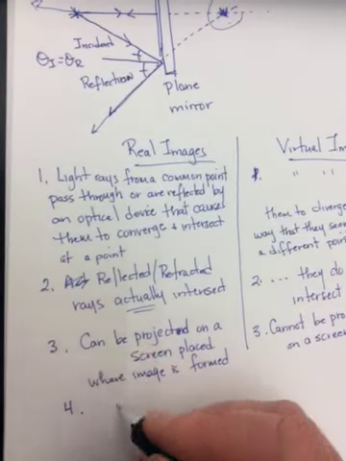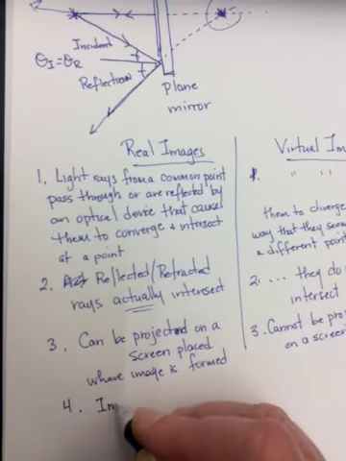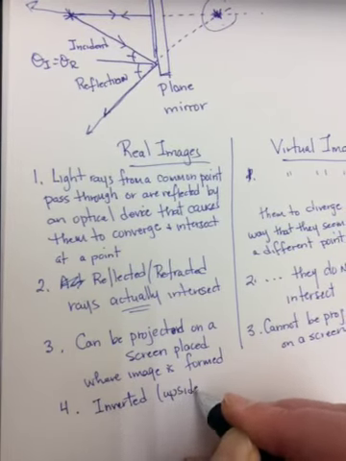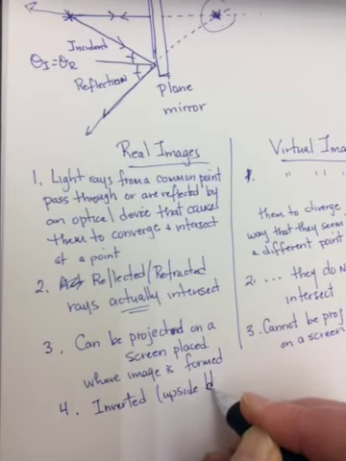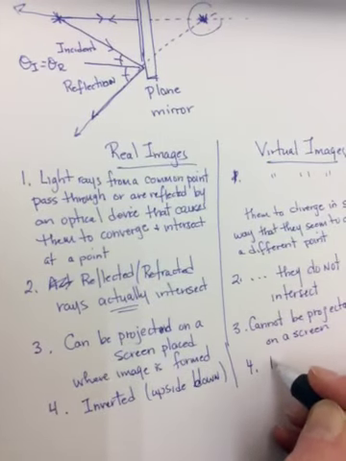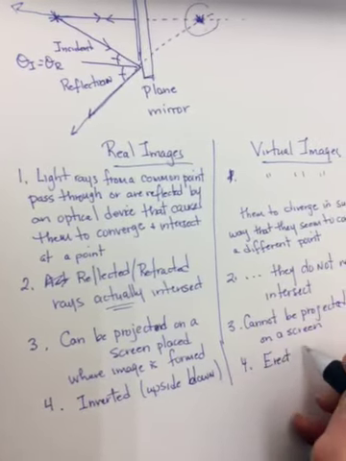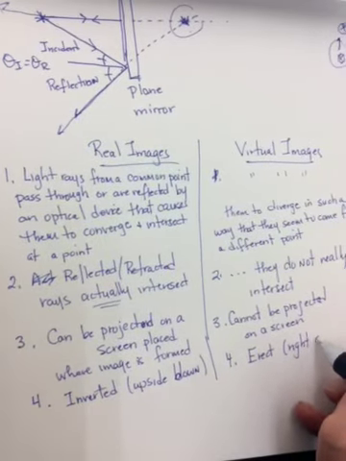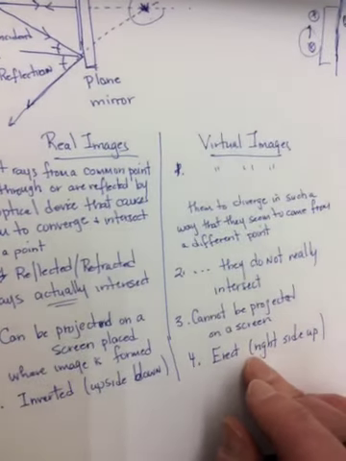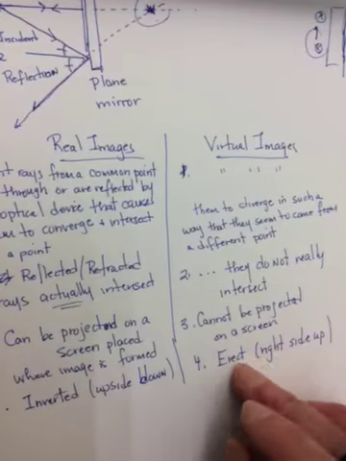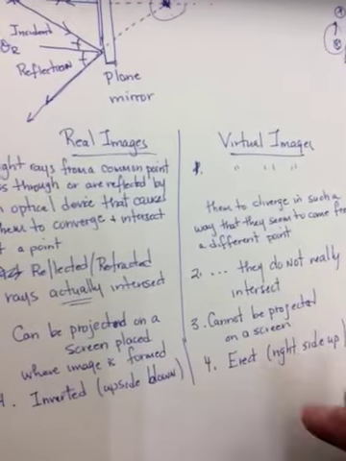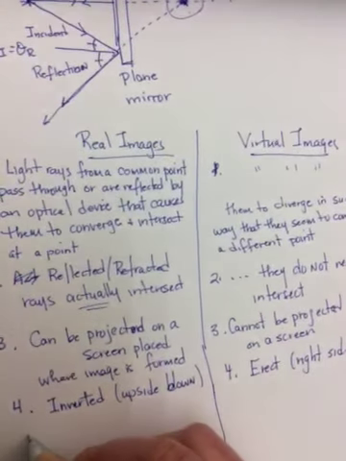Number 4, a real image is inverted. Inverted simply means upside down. Whereas a virtual image is right side up, or erect. Again, when you look at yourself in the bathroom mirror, usually your head is facing where your head is. You would get a little freaked out if you looked in and saw your feet there. So the bathroom mirror is giving you a virtual image.